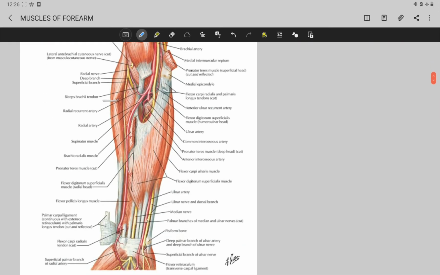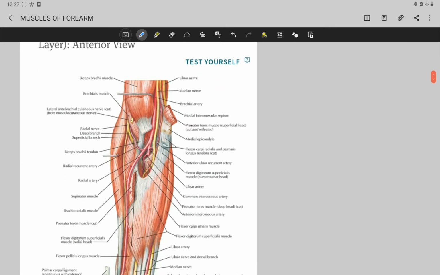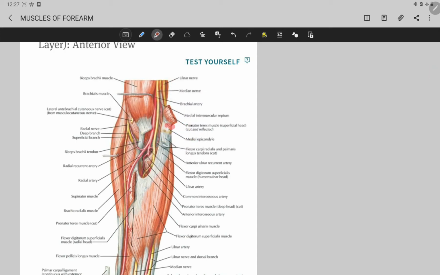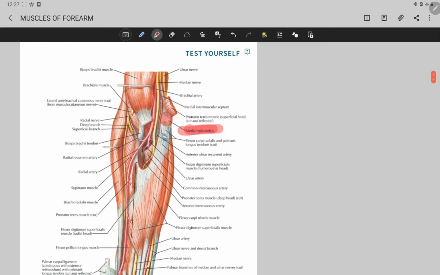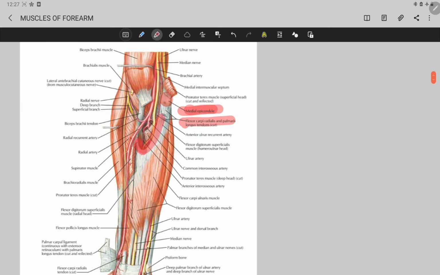So here you can see the deep muscles. Just look at this diagram. This is the medial epicondyle of the humerus, common flexor origin, and you can see here the cut section of the flexor carpi radialis and palmaris longus, and you can see this muscle.